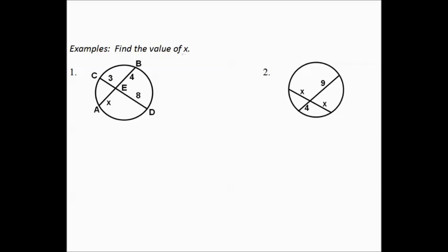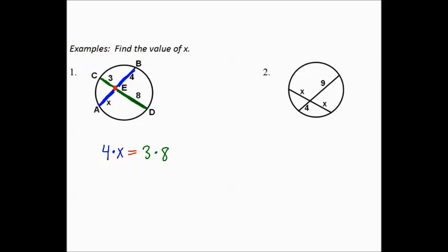Find the value of x. Well, here's what I do. I see one of the chords and I take the pieces of it. X is one piece, 4 is the other piece. So I write 4 times x equals, then I look at the other chord. Here's the other chord. 3 is one of the pieces, 8 is the other piece. So I write 3 times 8. We multiply the pieces together, all of the pieces that touch that intersection point E. X touches it, 4 touches it, 3 touches it, 8 touches it.